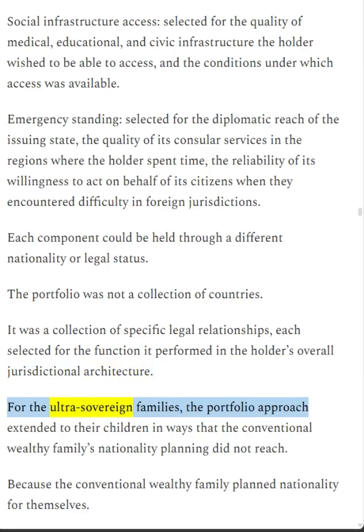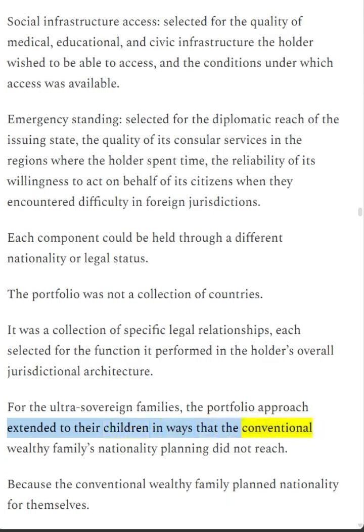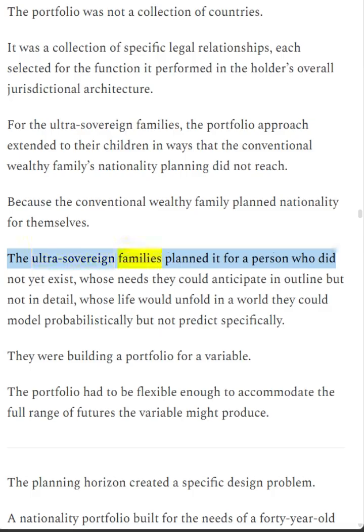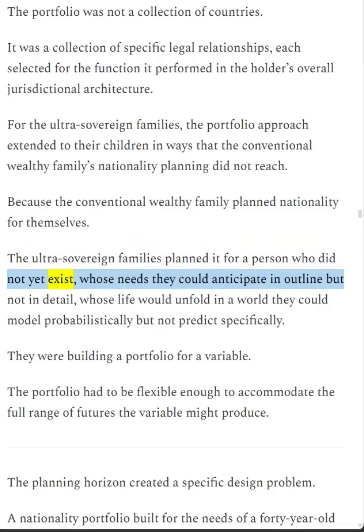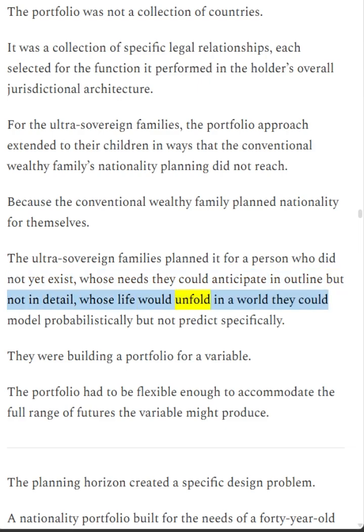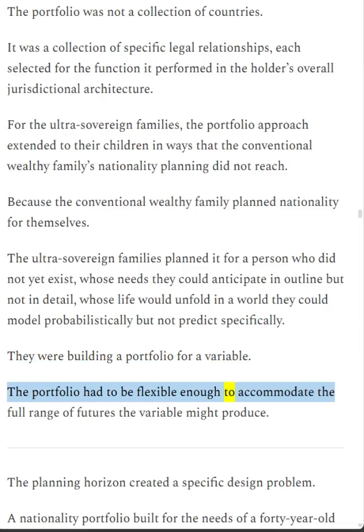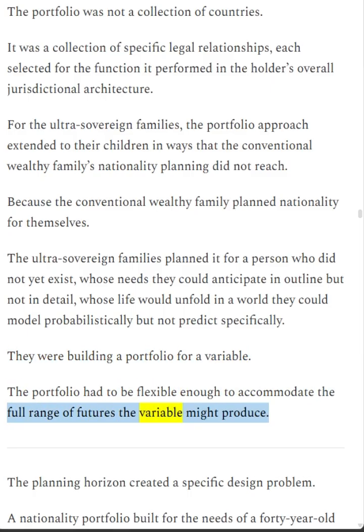For the ultra-sovereign families, the portfolio approach extended to their children in ways that the conventional wealthy family's nationality planning did not reach. Because the conventional wealthy family planned nationality for themselves, the ultra-sovereign families planned it for a person who did not yet exist, whose needs they could anticipate in outline but not in detail, whose life would unfold in a world they could model probabilistically but not predict specifically. They were building a portfolio for a variable. The portfolio had to be flexible enough to accommodate the full range of futures the variable might produce.